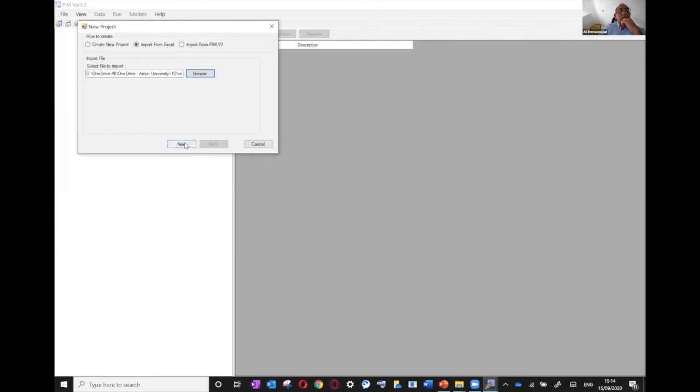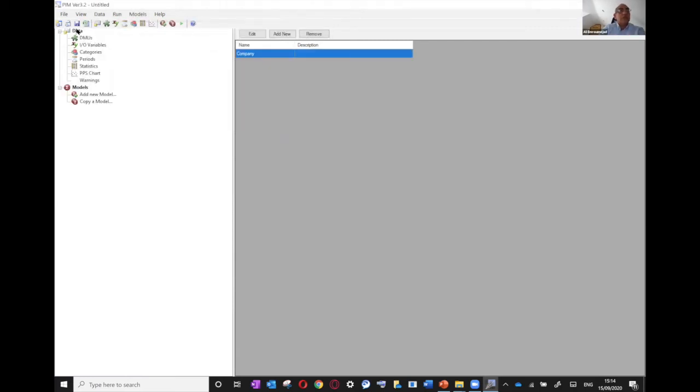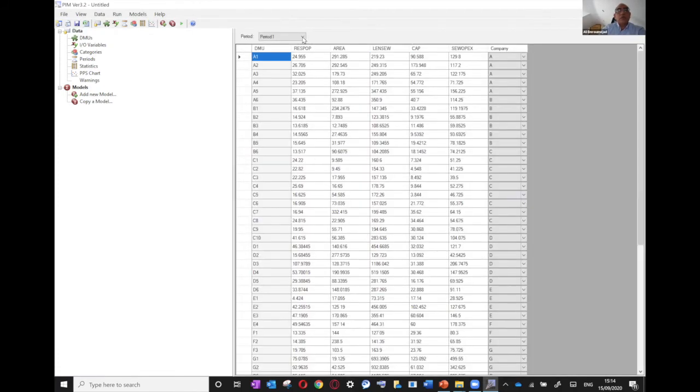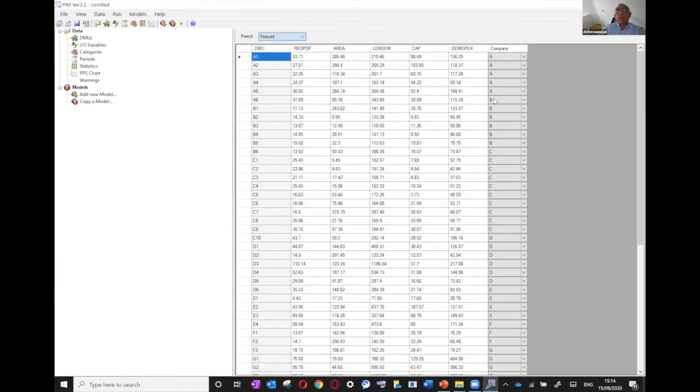So as you will see in this data, we have one main sheet which identifies the DMUs and then the periods of the data that we have. The Excel could have other sheets, but we don't want to import them to PIM. So once you import this data to PIM, you will see it in a spreadsheet format, like period 1, period 2, etc., with information about the companies A, B, C, D, which each of the DMUs belongs to.